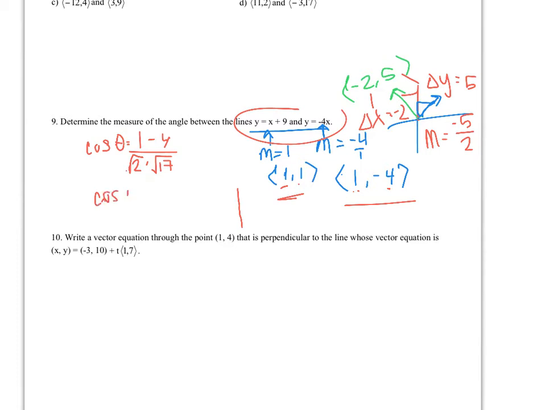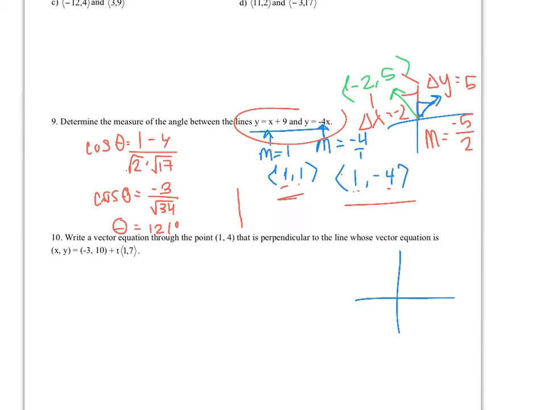So we've got cosine theta equals -3 over the square root of 34. And all we do now is plug in inverse cosine, type in our fraction there, and you should get that theta equals about 121 degrees.